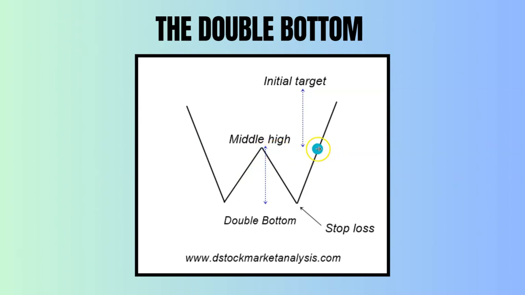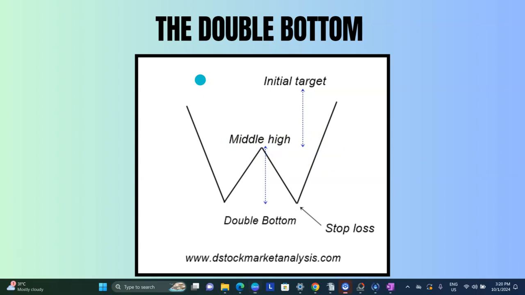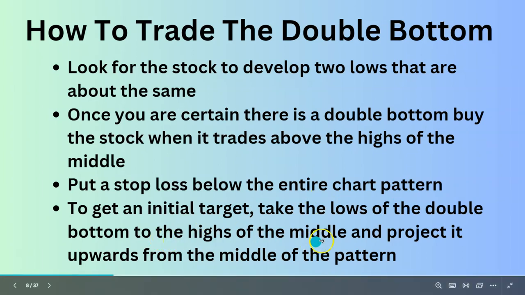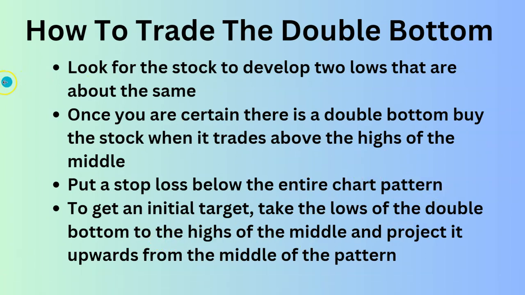When the stock breaks above this area, let me just draw it for you to see. This is the middle. You buy the stock when it trades above here. Then you put a stop loss below the entire chart pattern. Now, to get an initial target, take the lows of the double bottom to the highs of the middle and project it upwards from the middle of the pattern.